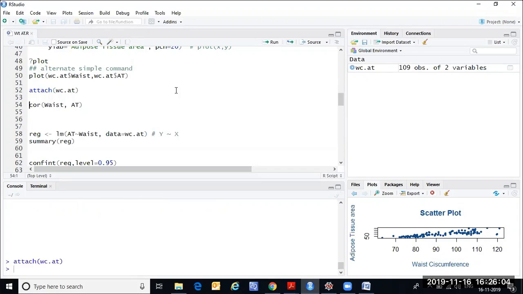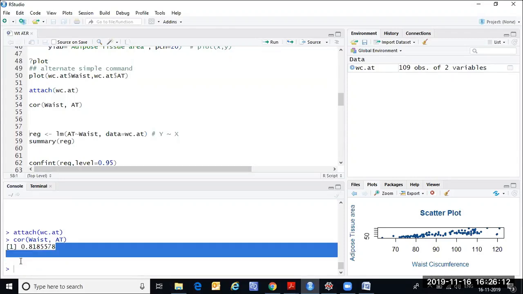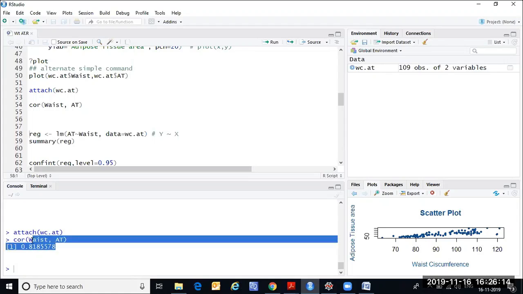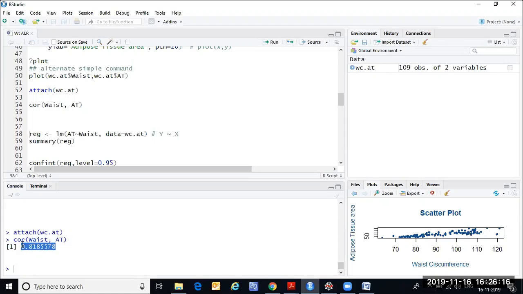Now I'm attaching this and building a correlation matrix between x comma y. So what is the correlation that you have? What is the correlation coefficient? Small r looks like this, 0.82 almost. So is it strong correlation or moderate correlation? Strong.